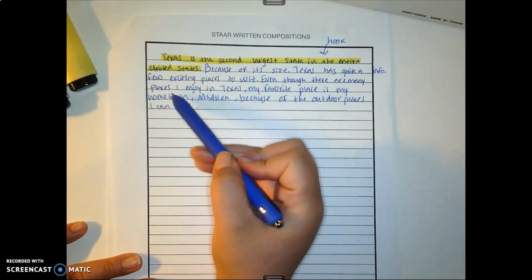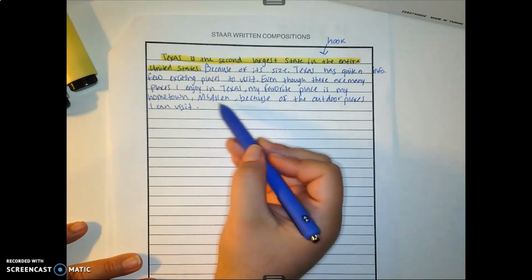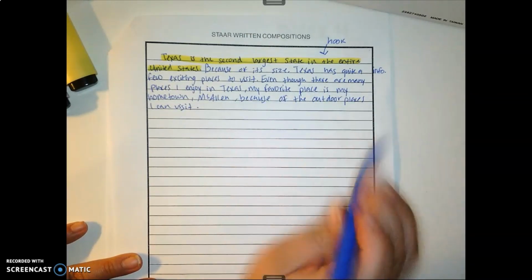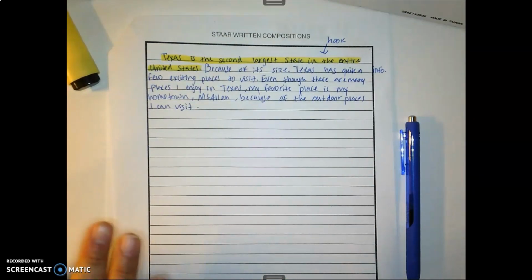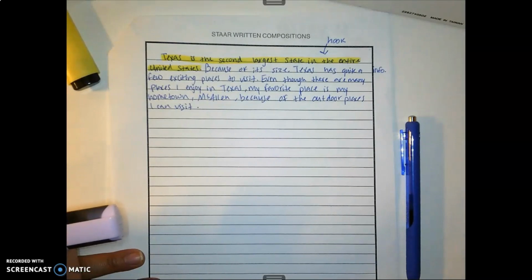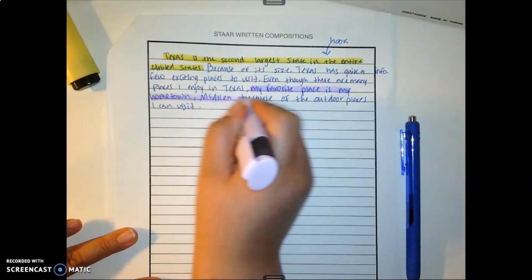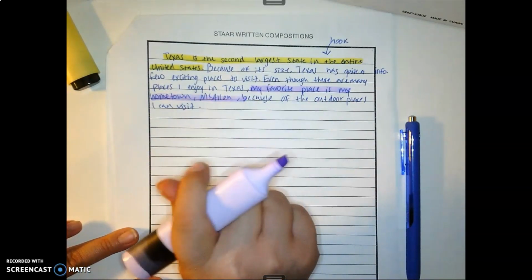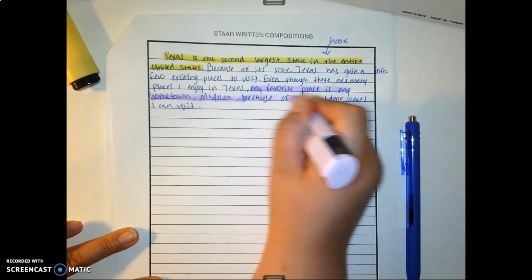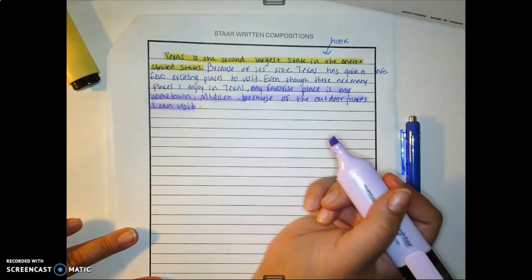Even though there are many places I enjoy in Texas, my favorite place is my hometown, McAllen, because of the outdoor places I can visit. So here, did I give my central idea? Well, what is my favorite place in Texas? It's McAllen. And then I stated my reasons. Why do I like McAllen? Because of the outdoor places I can visit.